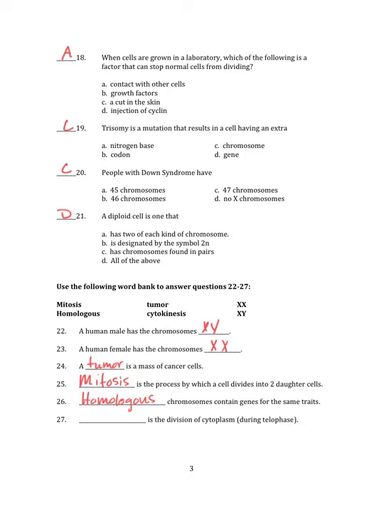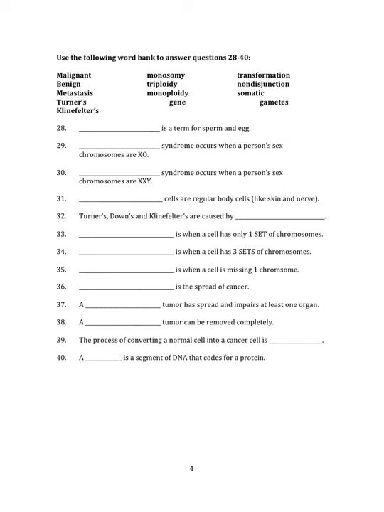And number 27 says that cytokinesis is the division of cytoplasm. So this happens during telophase or at the end of telophase, and it's when the cell membrane divides the cytoplasm by pinching off.